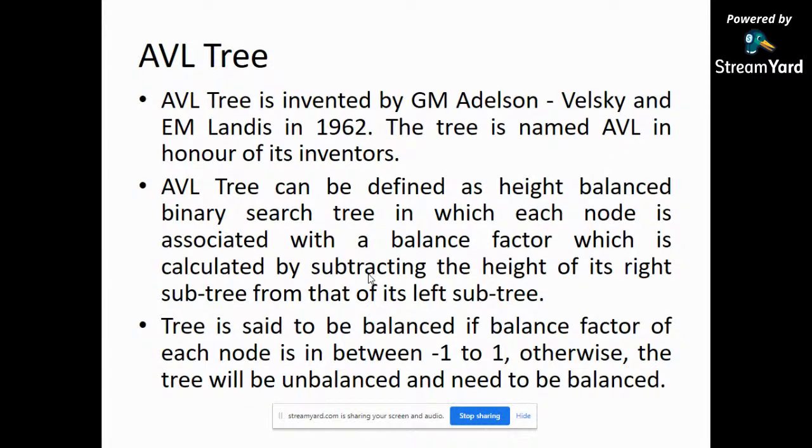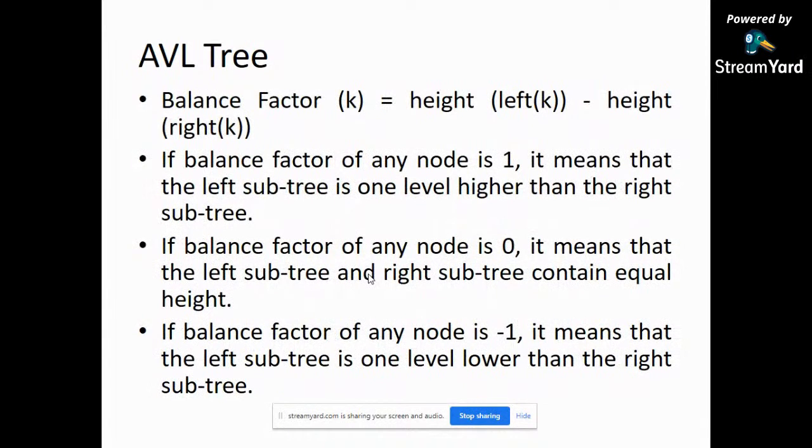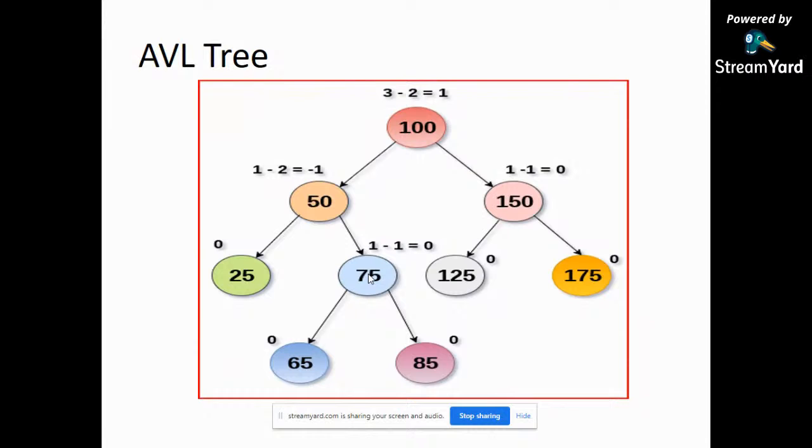Now how to calculate the balance factor for each and every node? The balance factor is calculated by subtracting the height of its right subtree from that of its left subtree. This is the AVL tree. So we have to calculate the balance factor at every node. The balance factor of 25 is 0. Why? Because it doesn't have a left subtree or right subtree. So 0 minus 0 will give you 0.